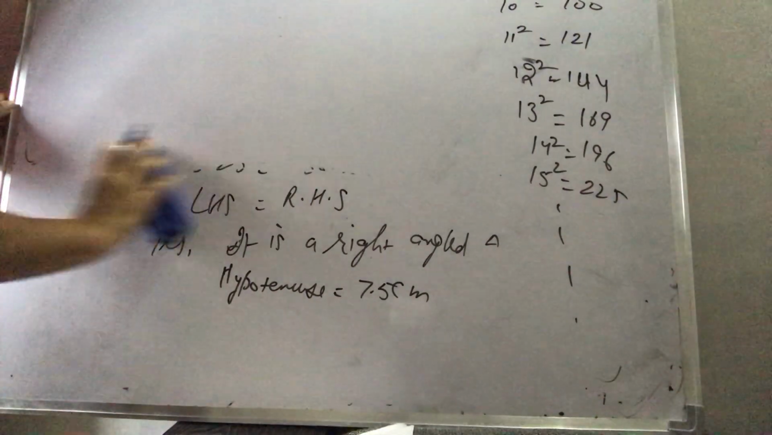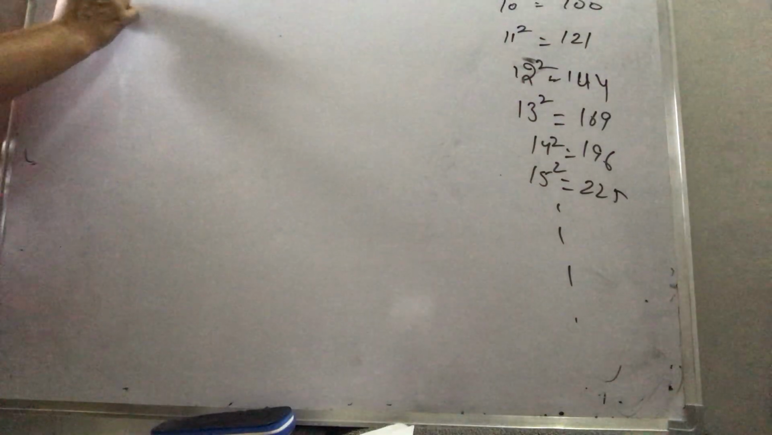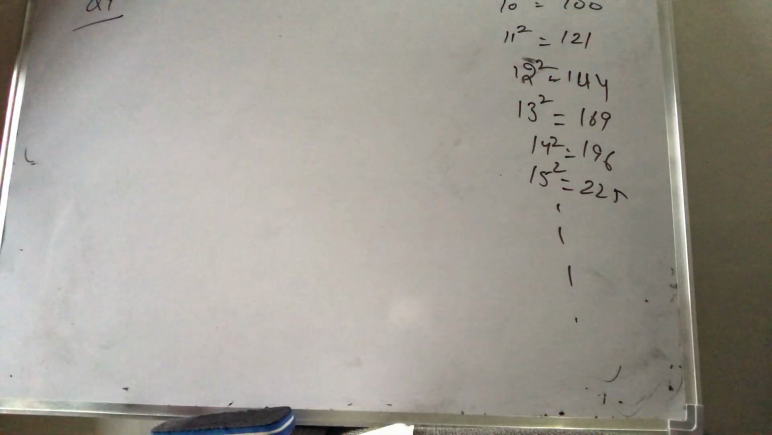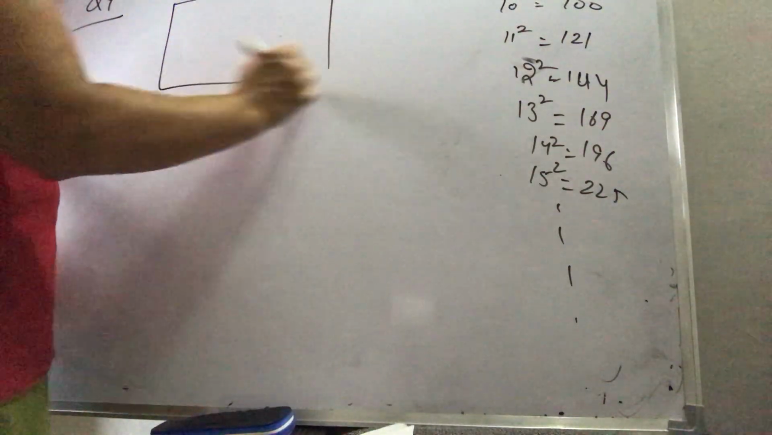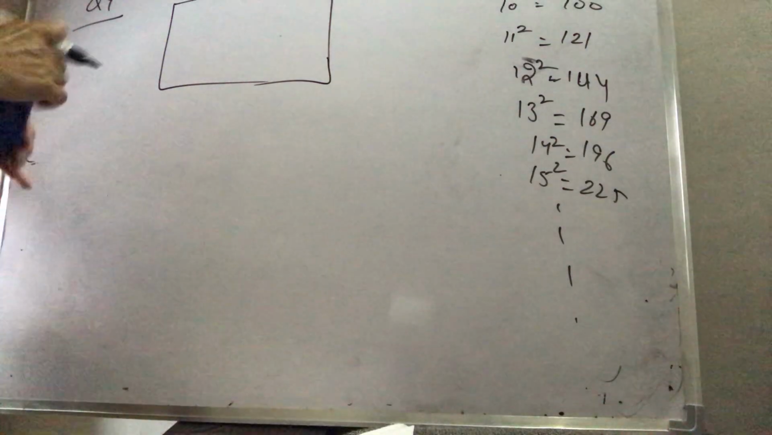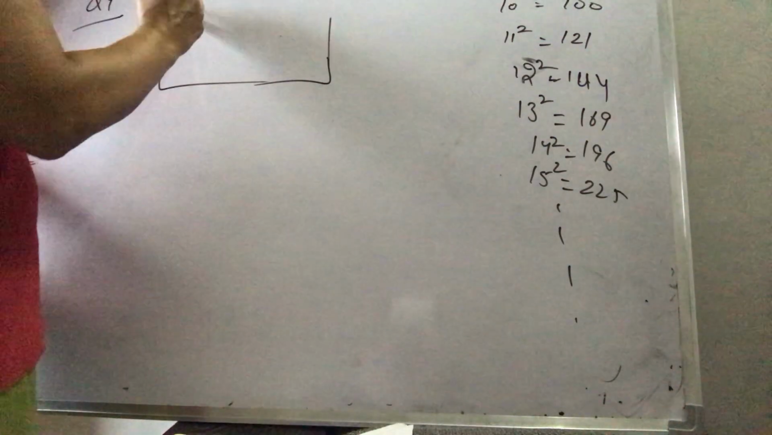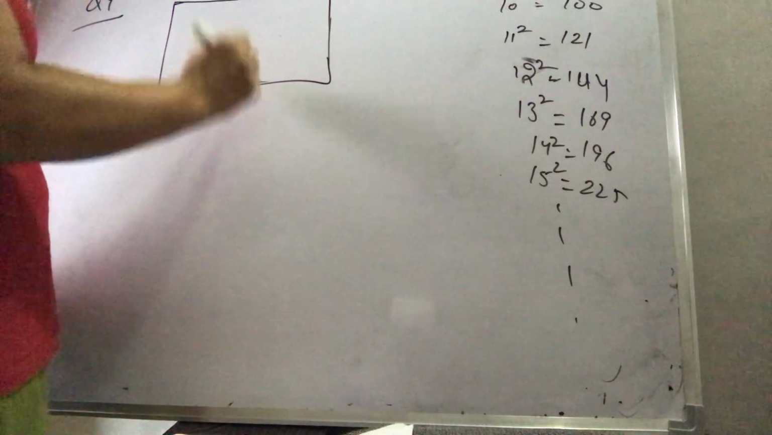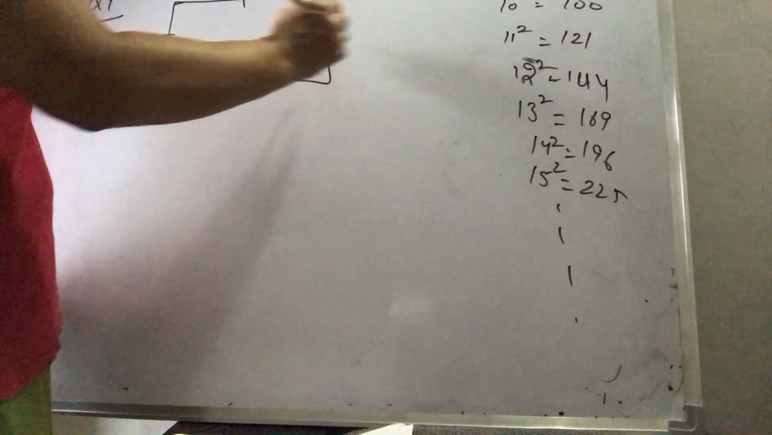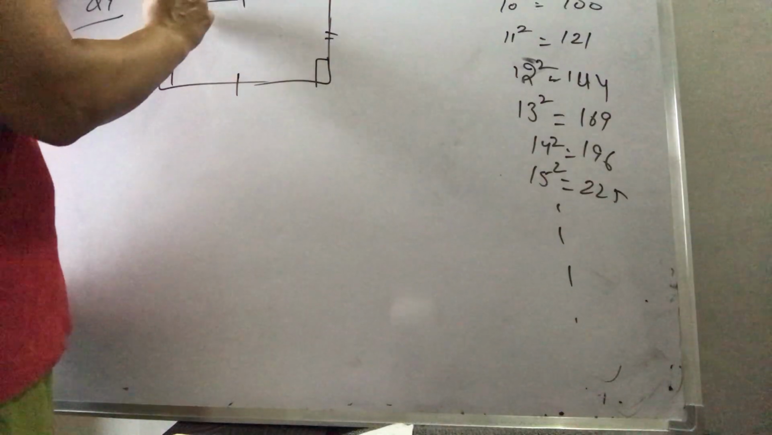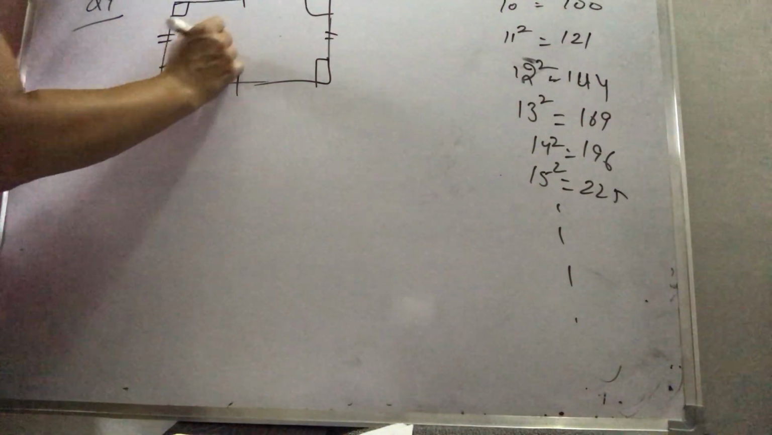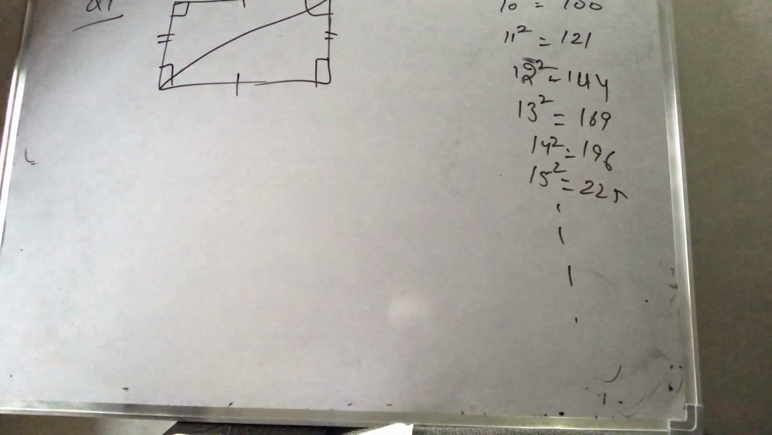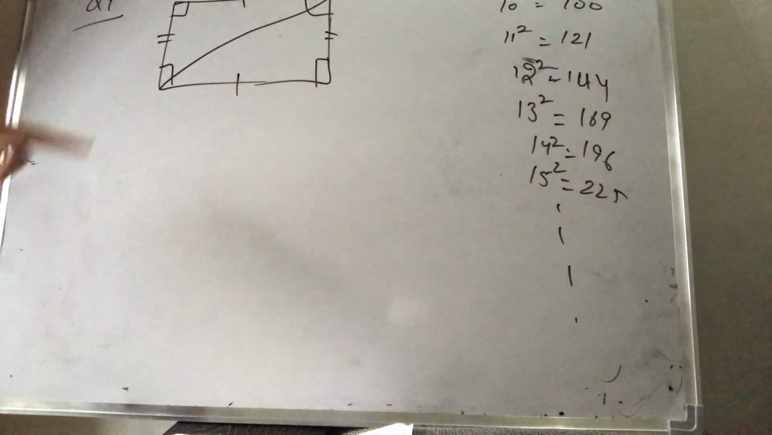Question number 9. The length and the breadth of a rectangle are 8 centimeter and 6 centimeter respectively. Now, a rectangle is a polygon made up of 4 line segments in which opposite sides are equal and each angle is of 90 degrees. We have to find the length of the diagonals of the rectangle. This is the diagonal of the rectangle.